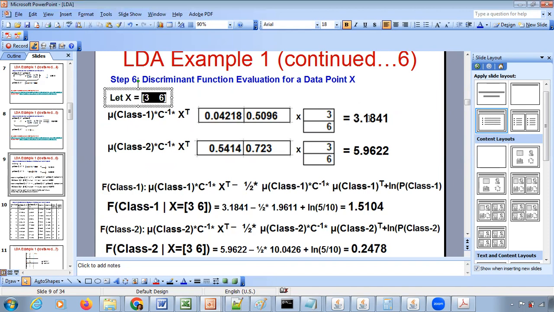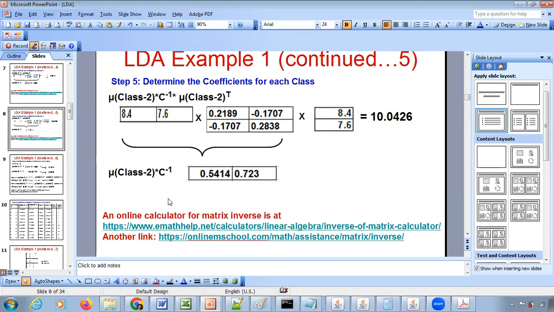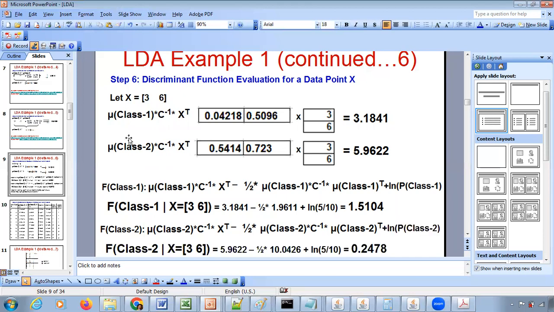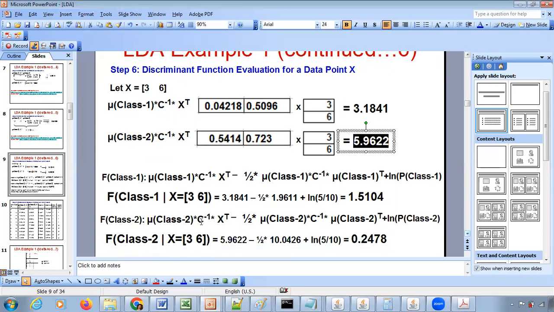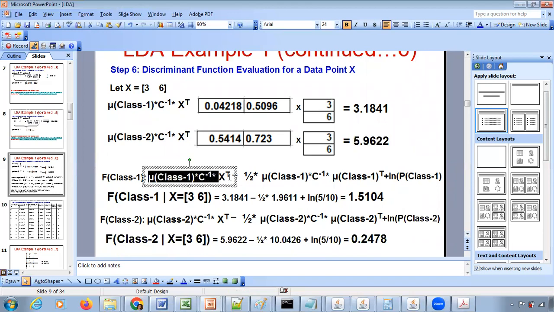And the result is going to be a scalar, this. Do the same thing for mu class 2 C inverse, which we computed here. Multiply the transpose of 3, 6, and that's going to be again a scalar. So once we have these values, we are ready to calculate the F value for each class for this test record. So it's going to be this value that we just computed for each class.